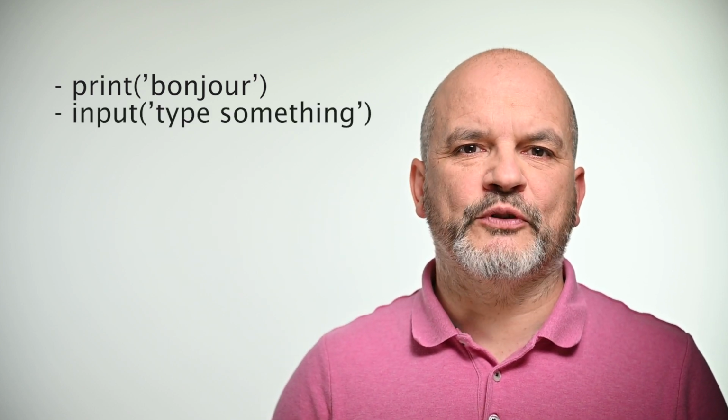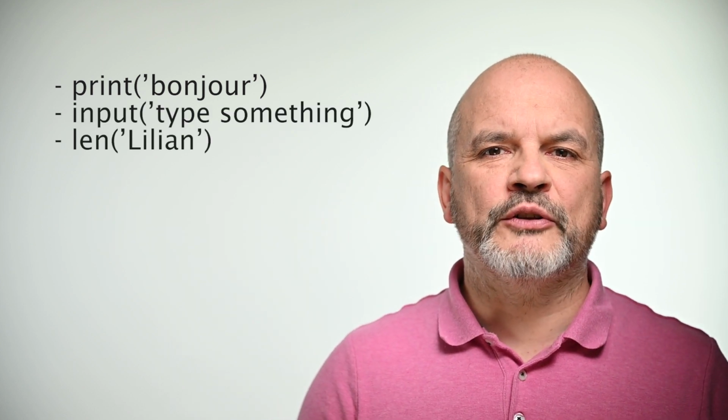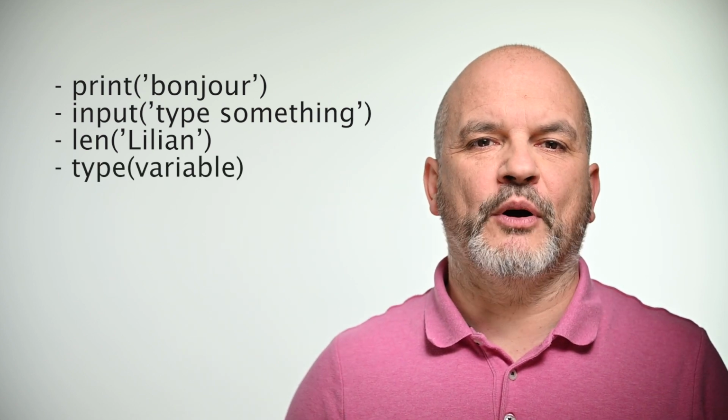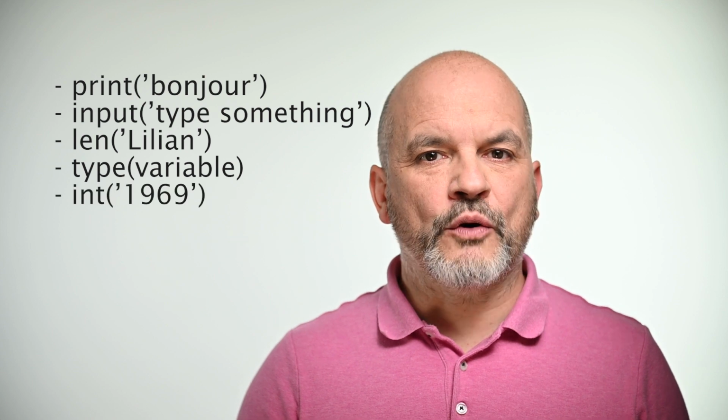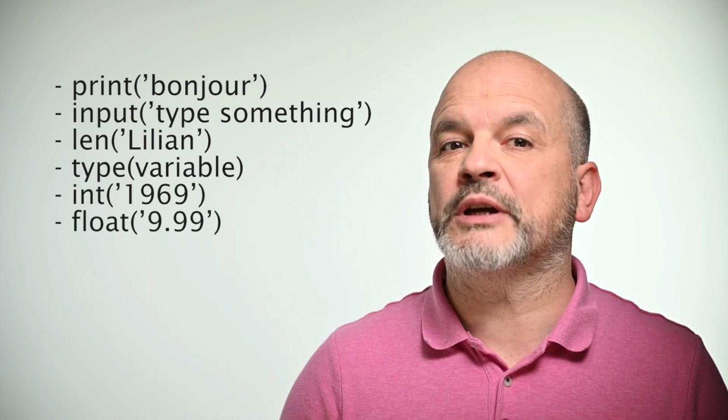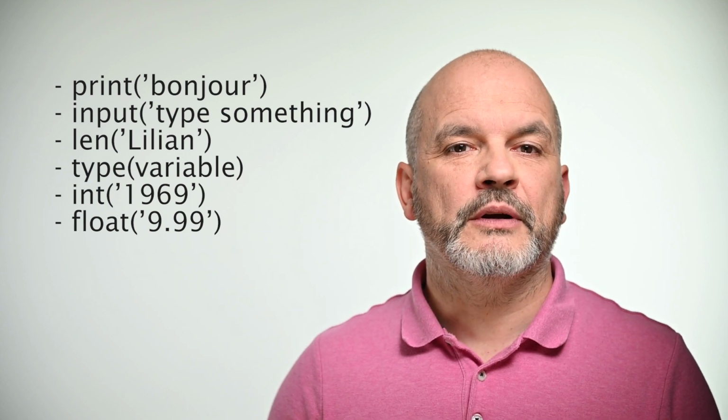Here are some of the most commonly used built-in functions in Python. Print prints text to the console. Input takes input from the user. Len returns the length of a string or a list. Type returns the type of an object. Int converts a string to an integer. Float converts a string to a floating point number.